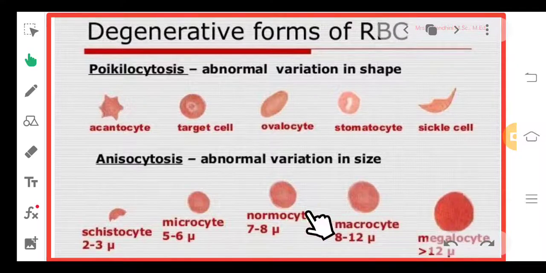First, cystocytes, size 2 to 3 micrometers. This is microcyte, size may be 5 to 6 micrometers. Then normocytes, 7 to 8 micrometers. Macrocyte, 8 to 12 micrometers. Megalocyte, 12 micrometers.